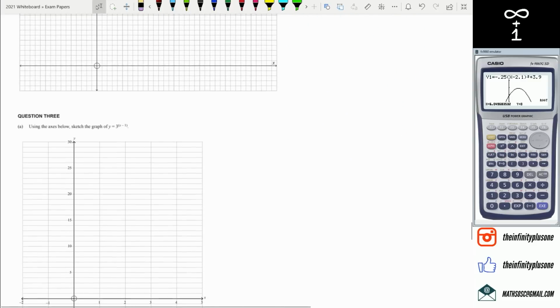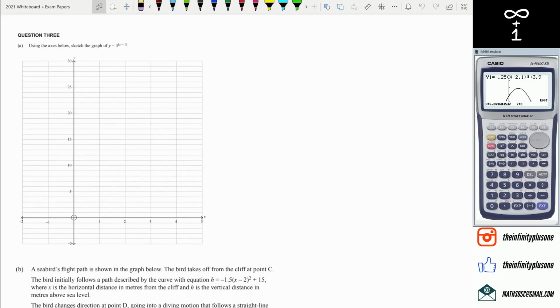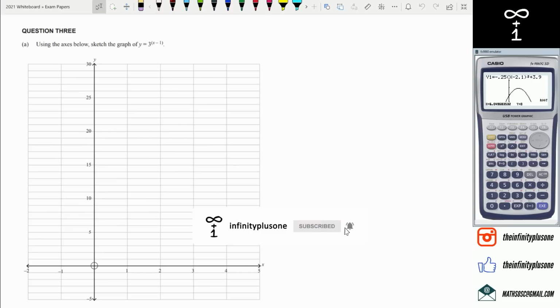We go to question 3 next. Alright guys, we are up to question 3 now. So with question 3, what we've got is a very quick sketching of the graph. And you know what I'm going to do is I'm going to go into my table function and get the points. Otherwise, you can kind of do it straight away as well, but it's all right.